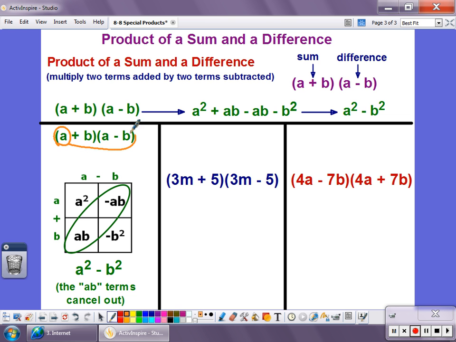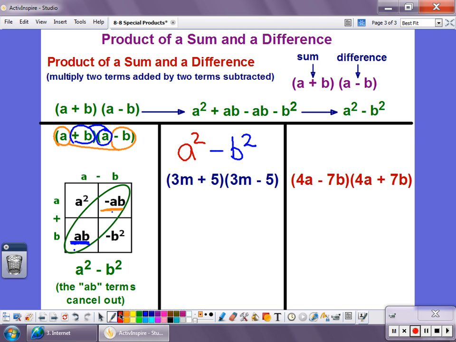If I do a times negative b, I get a negative ab. And if I do b times positive a, I get a positive ab. If I have one term that's positive and one term that's negative, it's always going to cancel out. So we're never going to have a middle term in these kinds of special products. My formula is just a squared minus b squared.